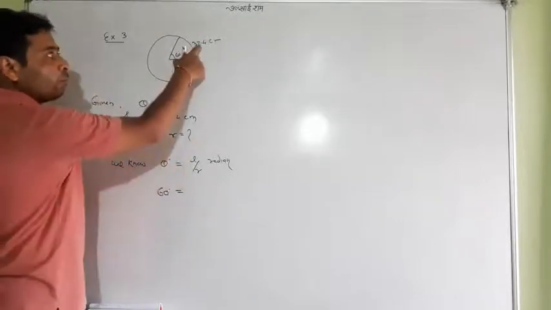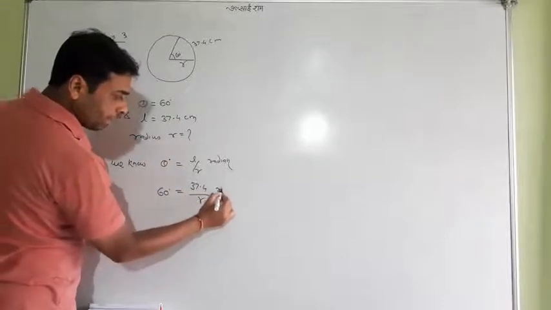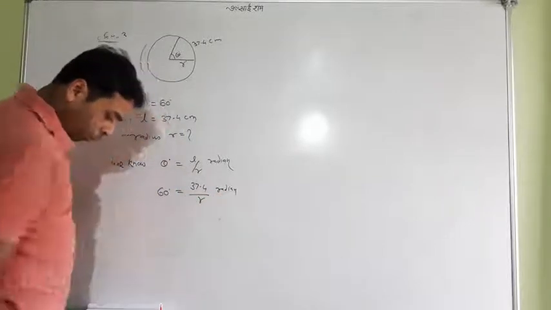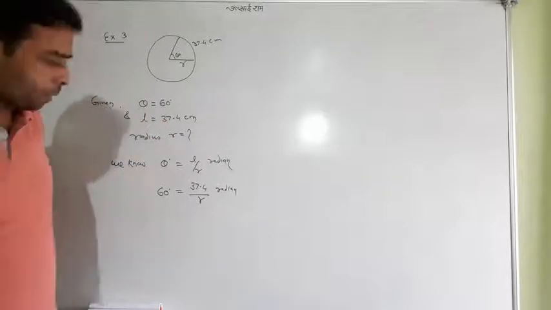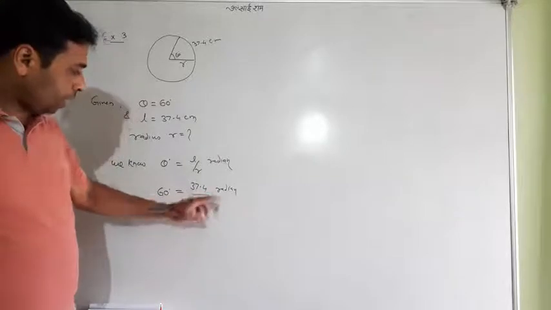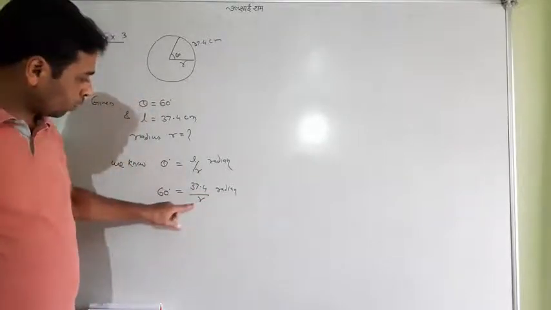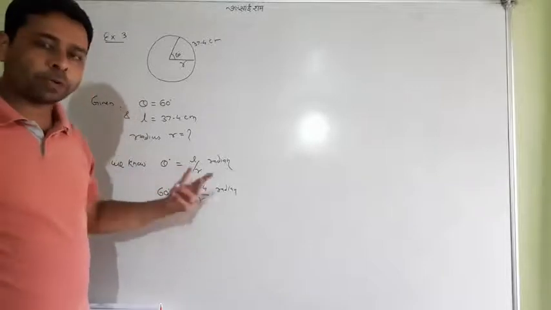L meaning length of arc, 37.4, upon radius R, you want to find out, and it is in radian. The important concepts start from here. Sometimes what a student does is ignore this word, and transfer to R here, then 60 here, and try to find the answer.